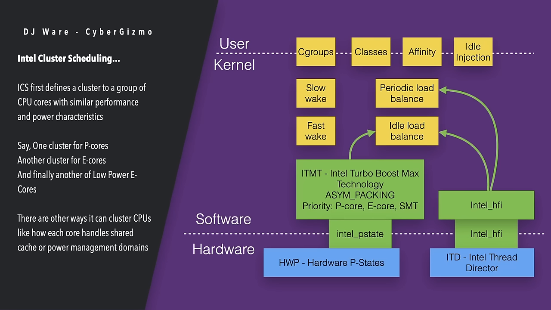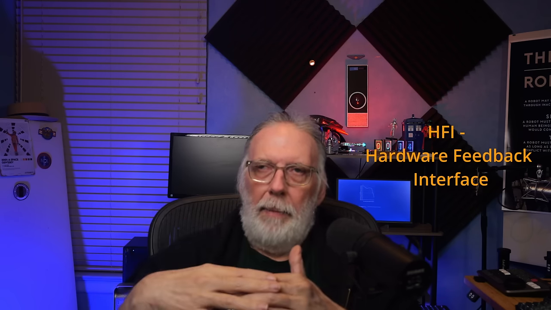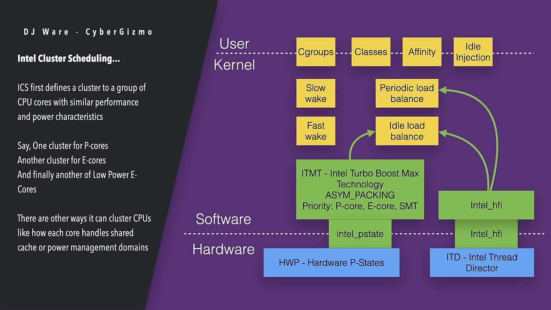In this case, though, like on the Meteor Lake, and also on the 13th gen, you will find this kind of an architecture where you have the old hardware P state and the new Intel Thread Director. The Intel Thread Director goes through the Intel HFI, and HFI then talks to both the idle load balance and the periodic load balance. So it can adjust workloads while the CPU is in a state where it's calling the periodic load balance to see if, am I still in balance or not? Or does there need to be something that needs to be adjusted?